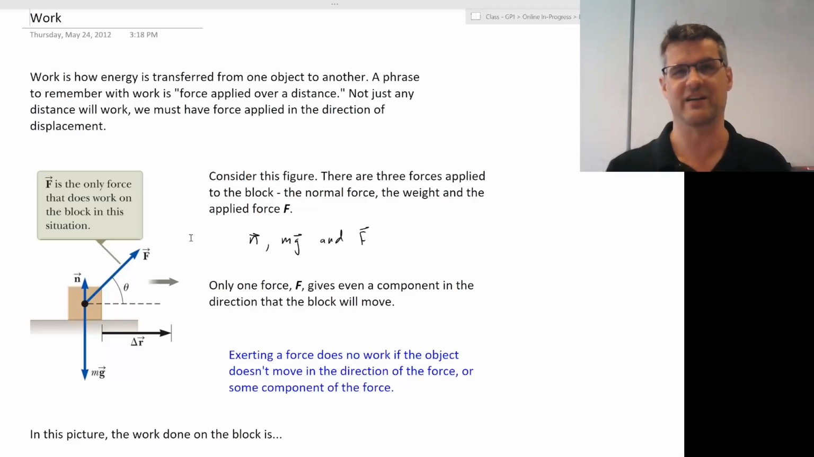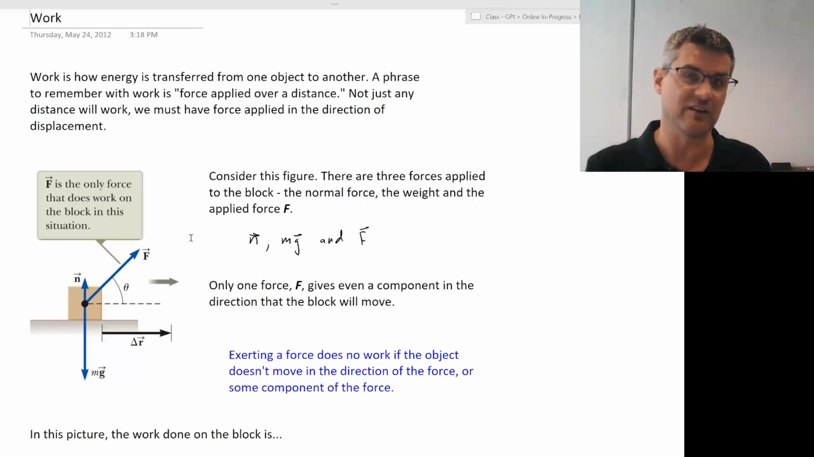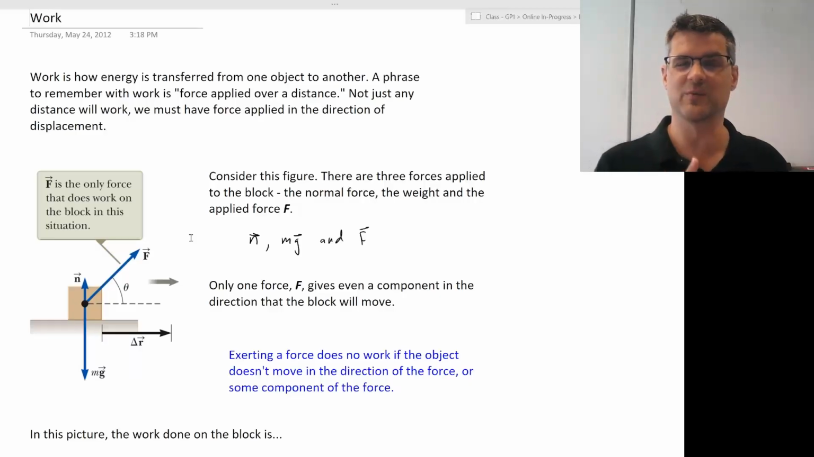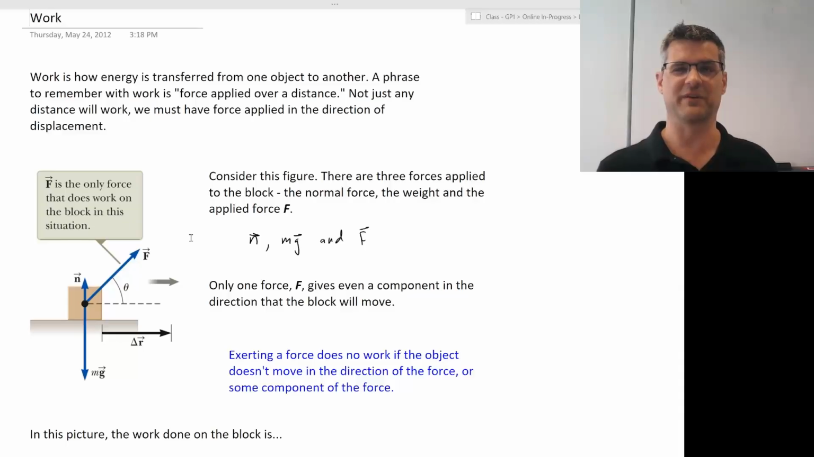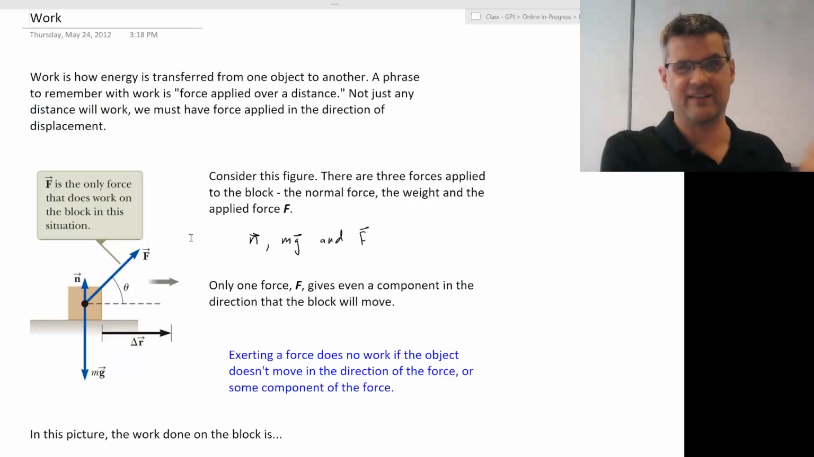And the reason why it's not work is not because you weren't applying any force. Okay, so I'm a physics major, right? So I don't necessarily have the biggest muscles, but I could certainly exert myself pushing on some wall. It's not zero work because I didn't do anything. It's not zero work because my muscles aren't particularly large. It's zero work because the wall didn't move. Because I'm not doing force over a distance, that's why I'm not doing any work.